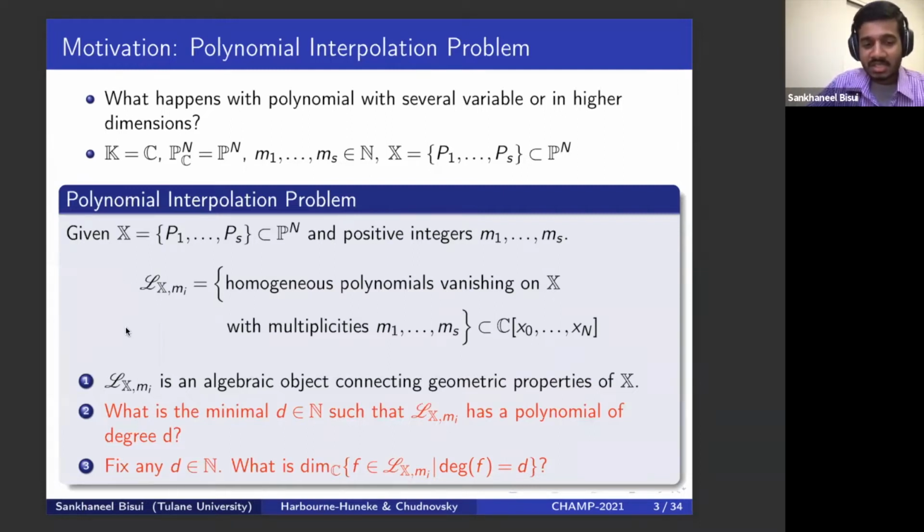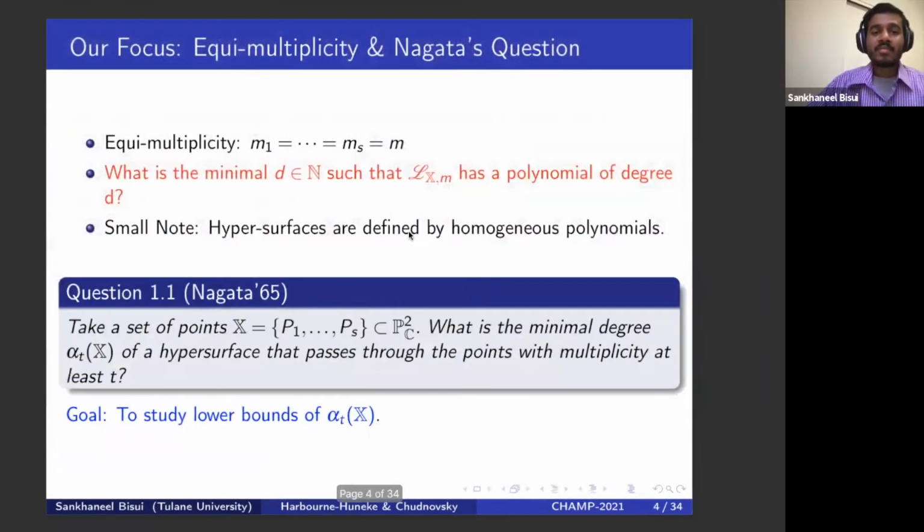What I am interested in is the minimal d in N such that the set has a polynomial of degree d. I am also interested in seeing, given a fixed d, what would be the dimension of the degree d polynomials inside that set. Now, in a general scenario, it is really difficult to study when the multiplicities are different.